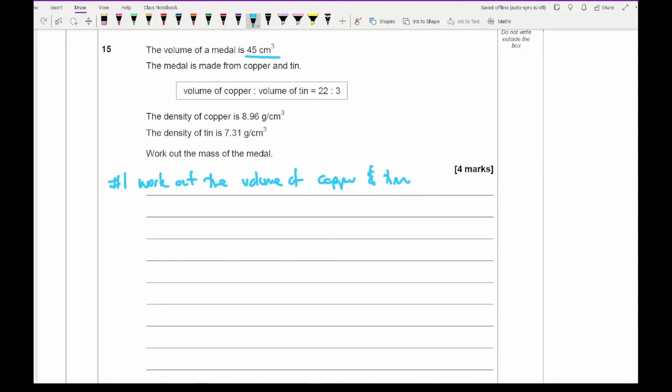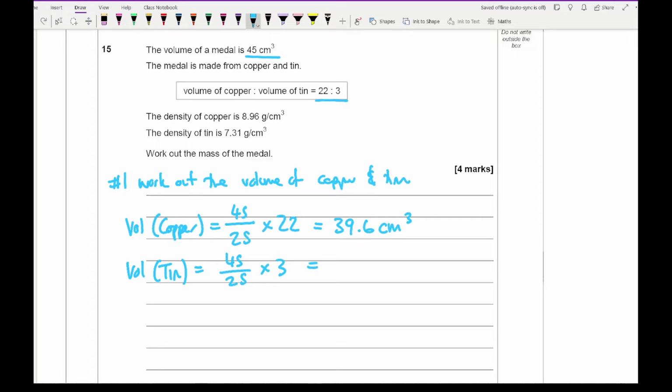Now how do we do that? Well, we know that the total volume is 45 and we've got to share it in the ratio 22:3. So the volume of the copper, do that one first, is going to be 45 divided by the total number of parts, which is 25, times the number of parts for copper, which is 22. And if I work that out, I should have an answer of 39.6, and the volume is going to be centimeters cubed. Then the volume for tin is exactly the same, 45 divided by 25 times the number of parts, which is 3, and that gives me an answer of 5.4 centimeters cubed.